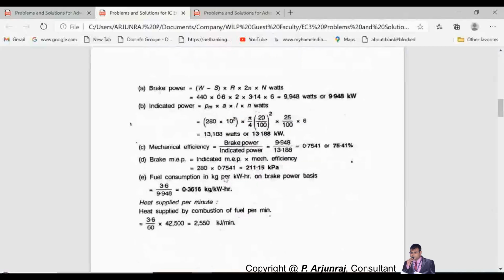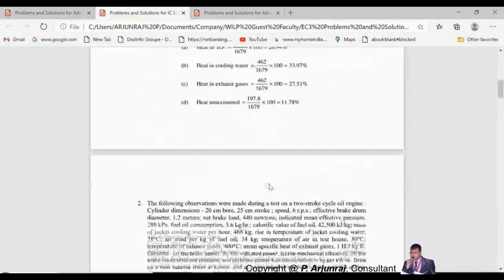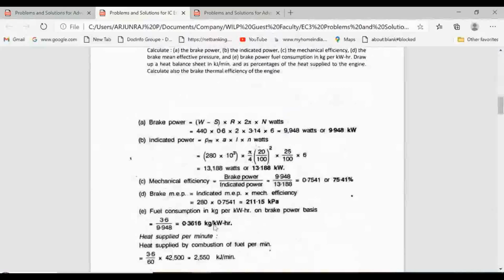For the fuel consumption, see, the fuel consumption they gave is 3.6. The fuel consumption is 3.6 divided by 9.9, which is nothing but the brake power. The brake fuel consumption of the engine is nothing but the mass flow rate of fuel to that of the brake power. We have seen that formula. Accordingly, you get the fuel consumption with respect to the brake power.